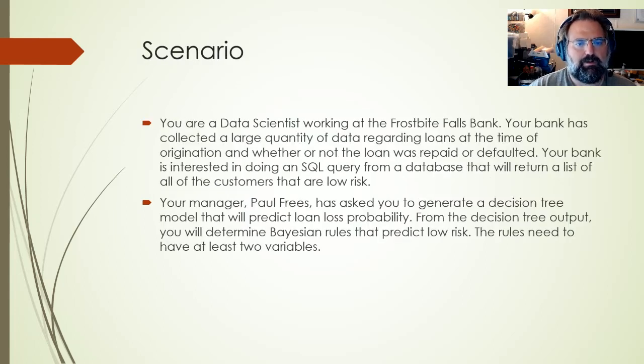So you're a data scientist working at Frostbite Falls Bank. Your bank has collected a large quantity of data regarding loans at the time of origination and whether or not the loan was repaid or defaulted. Your bank is interested in doing an SQL query from a database that will return a list of all the customers that are low risk. So they want to do some targeted marketing here. Pretty good idea. Your manager, Paul Freeze, has asked you to generate a decision tree model that will predict loan loss probability. From the decision tree output, you will determine Bayesian rules that predict low risk. The rules need to have at least 2 variables.